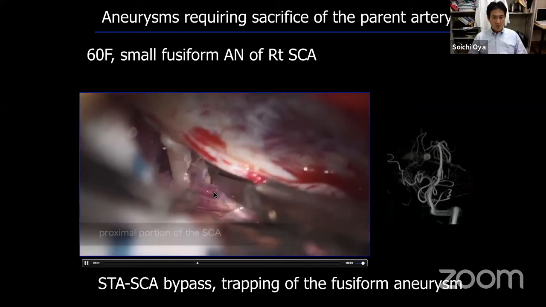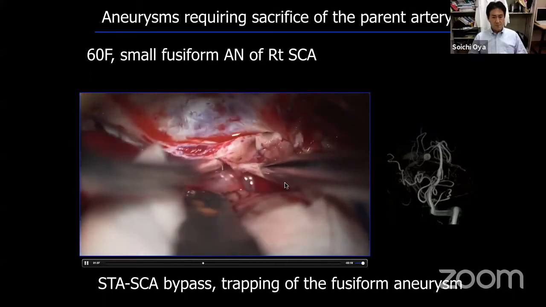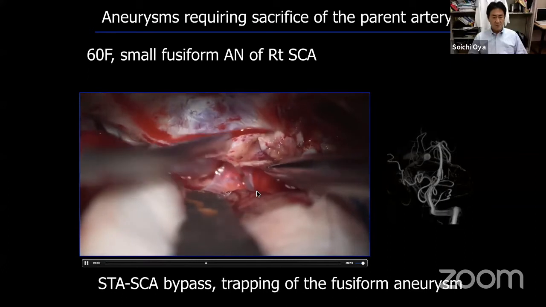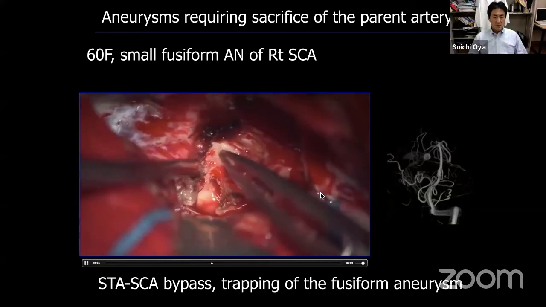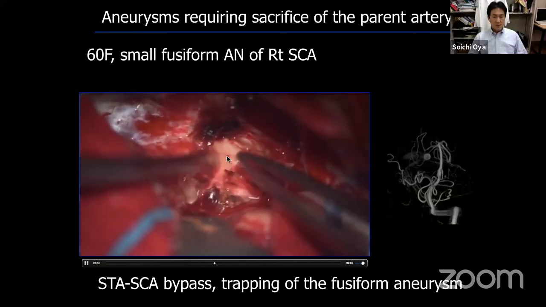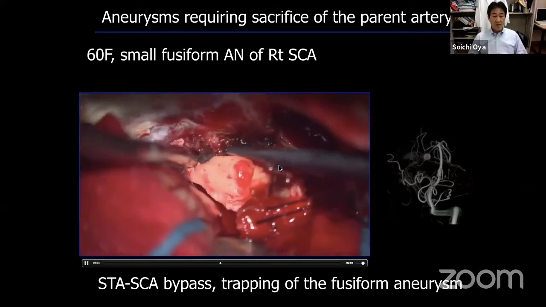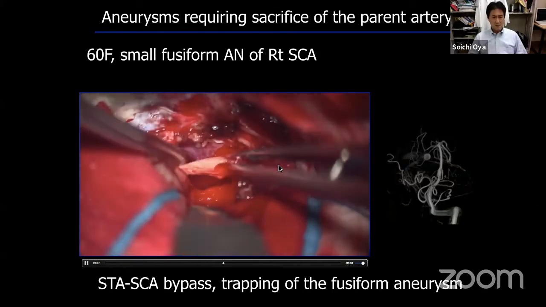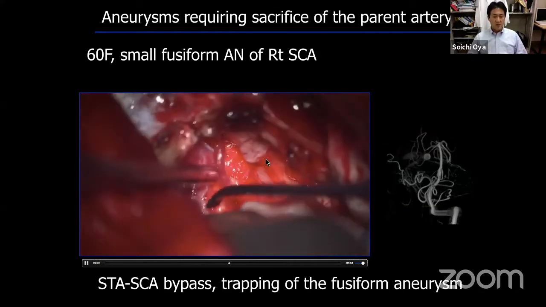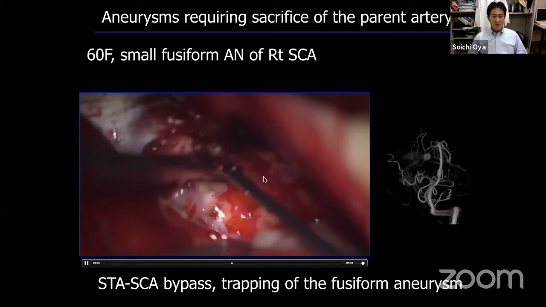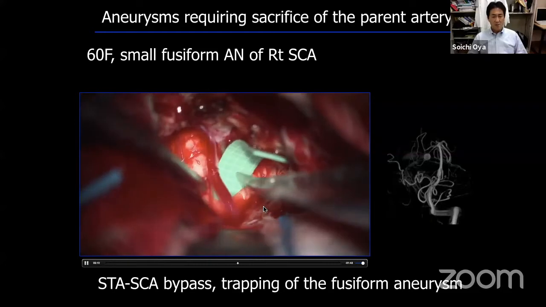And this is the proximal SCA. And the aneurysm is here. And this is the fourth nerve again. Next, I cut the tentorium a little bit more and drilled the last tip of the petrous apex. As you see here, by drilling the petrous apex, I could obtain ample space for making an anastomosis.